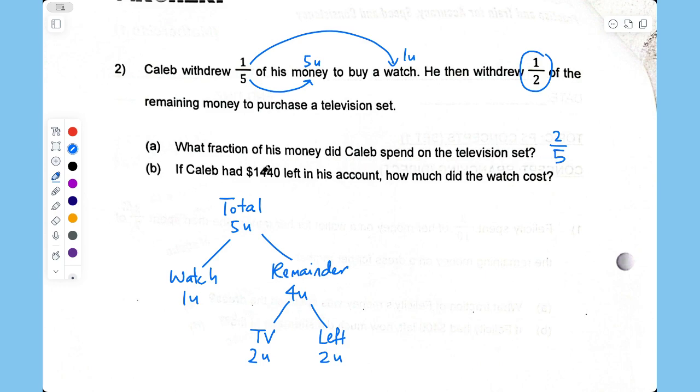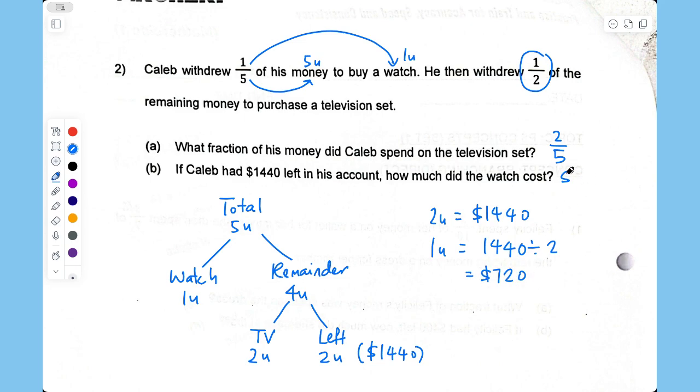If Caleb had $1,440 left in his account, that means 2 units is $1,440. How much did the watch cost? So 2 units will be $1,440. We need to find the watch, which cost 1 unit. So 1 unit will be 1,440 divided by 2. That gives us $720. The watch cost $720.